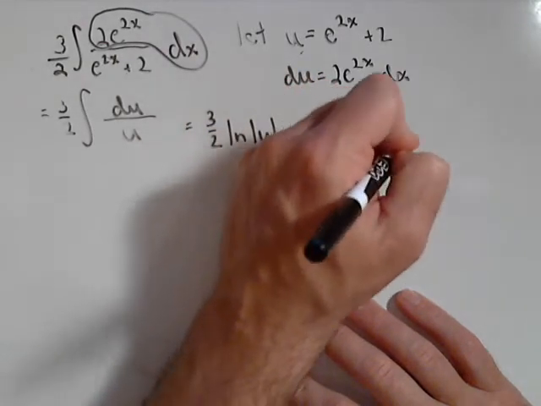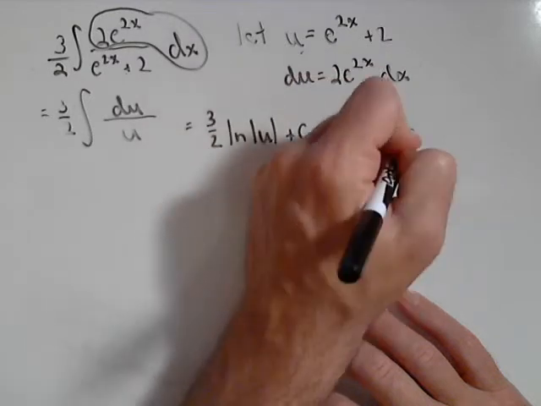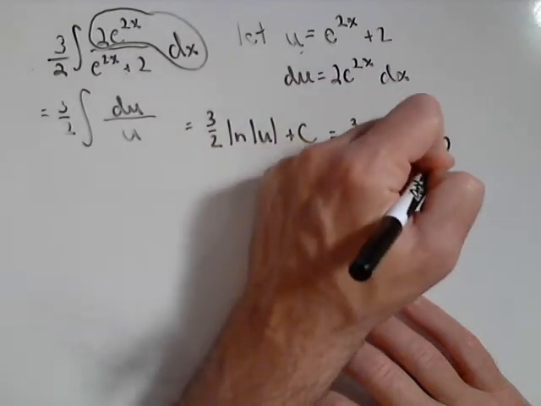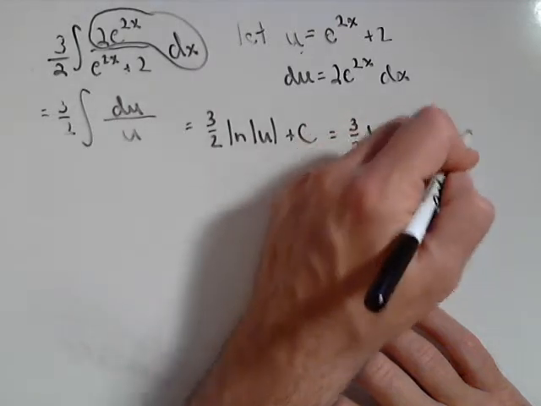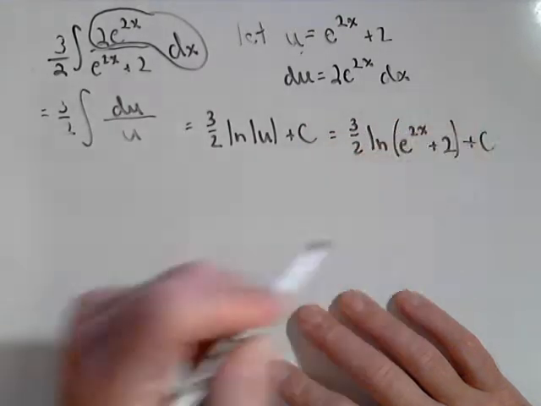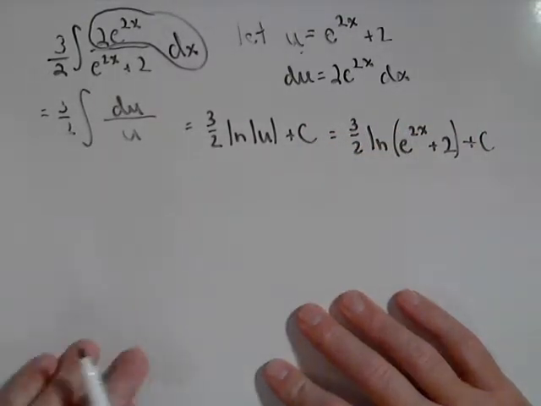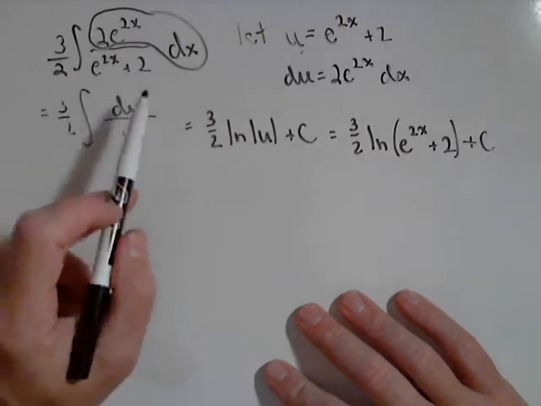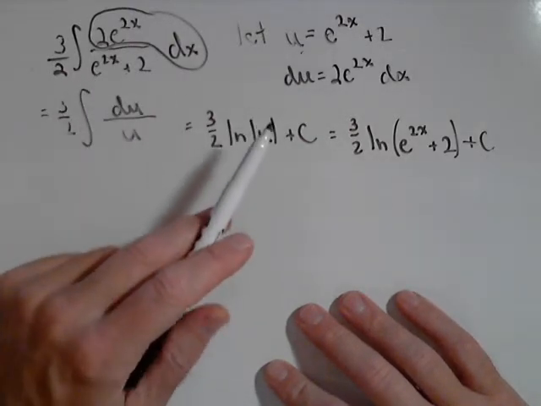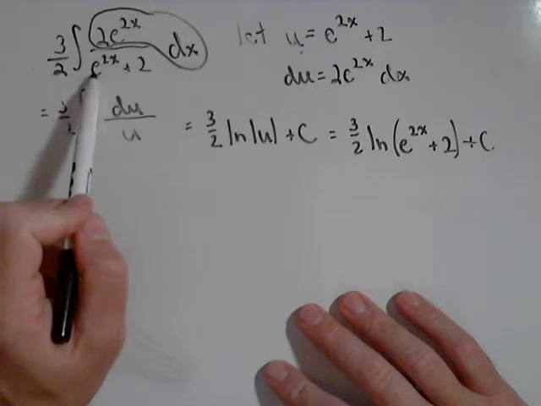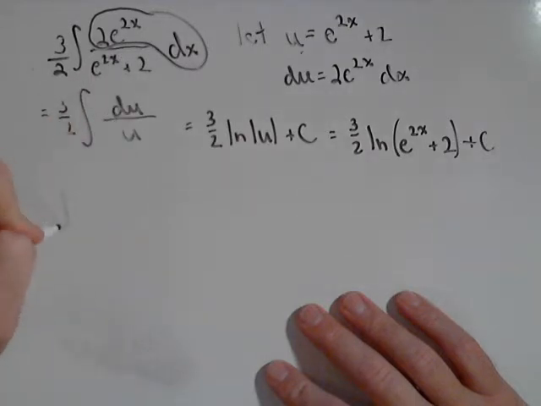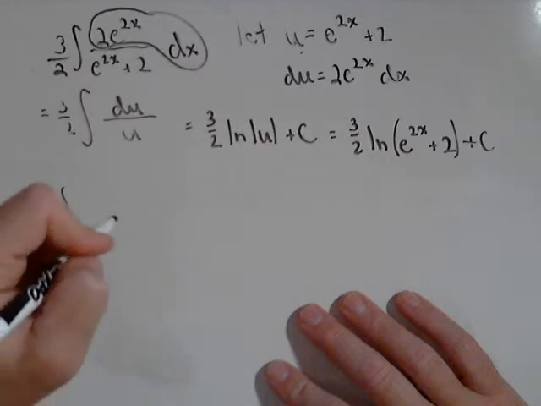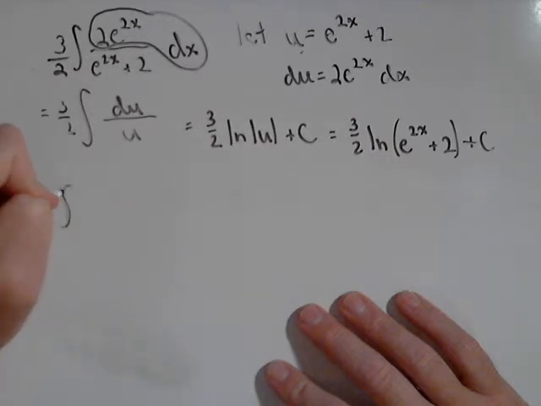3/2 times the natural log of our u, which was e to the 2x plus 2. This is always going to be positive, so you don't need absolute value. If you want to use parentheses, that's fine. Plus c. So what looked complex at first is actually just not too bad of a u sub. It's what to look for to recognize when you have a u sub. Let's take a look at one more for a little bit more practice.